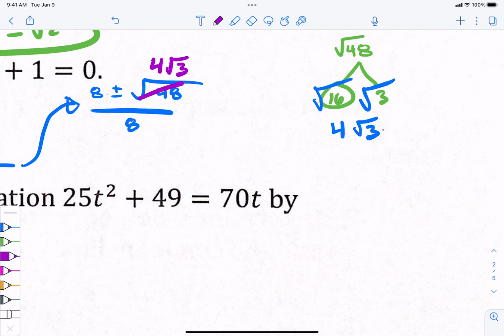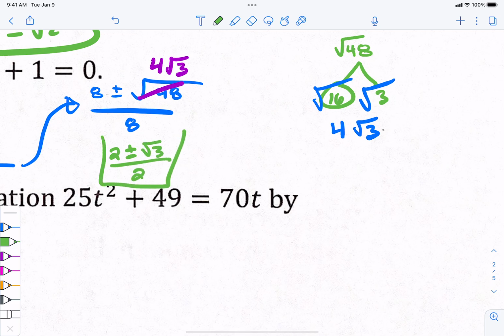Now I can do one more thing, which is divide all 3 spots by 4, okay? So 2 plus minus just the square root of 3 because the 4 is gone, all over 2. There you go. But then can't you get rid of the 2? No, because it has to reduce all 3 spots. All 3 spots. That's stupid. Yep, all 3 spots. Good question though.